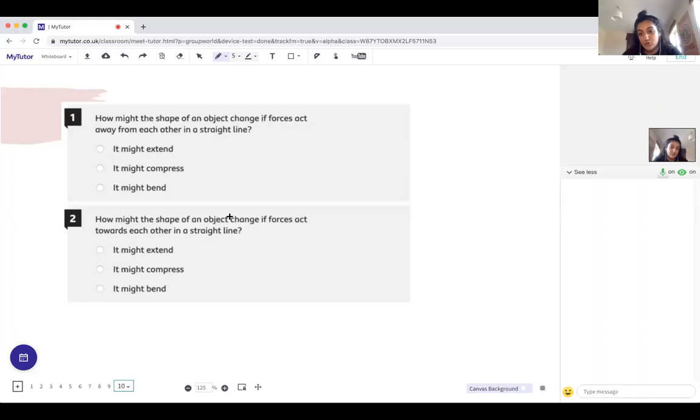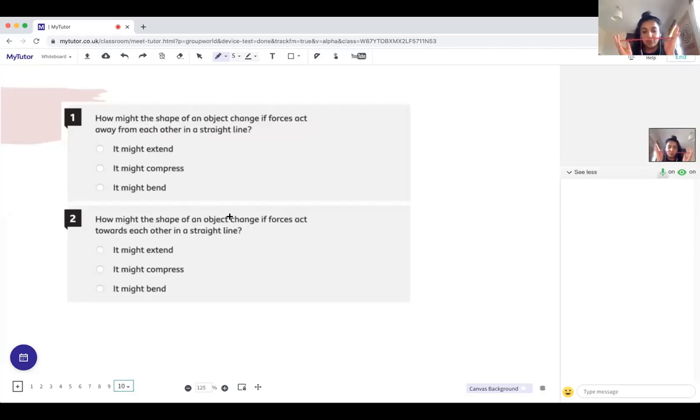Although this is a multiple choice question, it could also bend. If you ever think about bending a ruler, if we compress a ruler at both ends, I'm pressing it at both ends, but as soon as I stop putting a certain force, it bends. So I'm compressing it, putting my two forces towards each other, but it starts to bend.